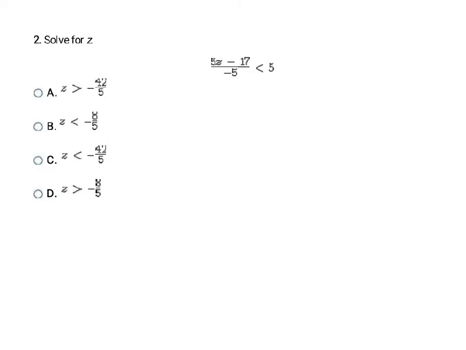And then my last step is to undo that multiplication between 5z by dividing both sides by 5. And then z is greater than negative 8 over 5, which doesn't simplify anymore. So my answer here is going to be D.